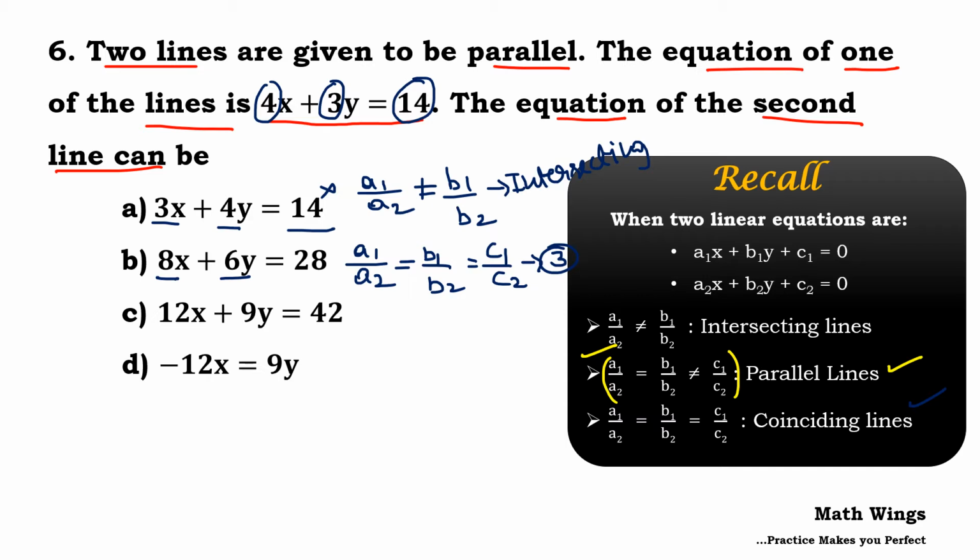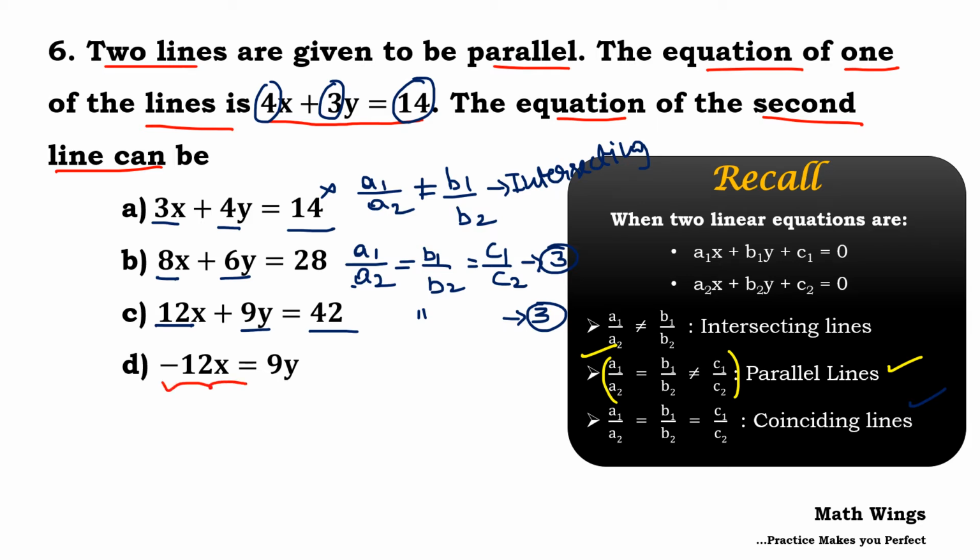Now let us go to the third option here. What we have in the third option? We have 12, 9 and 42. So 4 3s are 12, 3 3s are 9 and 14 3s are 42. This also gives us the same previous answer, that is a1 by a2 equal to b1 by b2 equal to c1 by c2, that is coinciding lines. Therefore, option D should be the correct one. But let us just check it.